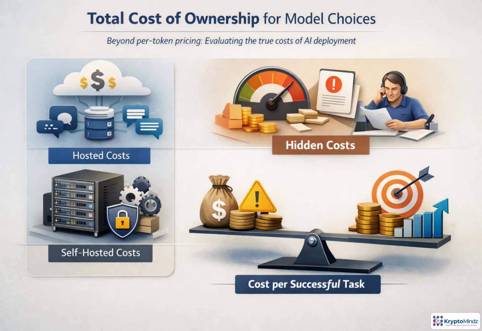Model choice should never be based on token price alone. Hosted APIs may look simple, but the bill can include inputs, outputs, embeddings, tool calls, retries, batch processing, and provider fees. Self-hosting may look cheaper at scale, but only if you count GPUs, utilization, auto-scaling waste, engineering time, monitoring, security, and maintenance. The hidden cost is failed task overhead. Low-quality outputs create retries, escalations, manual review, customer frustration, and compliance exposure. A better metric is cost per successful task, what you pay to reliably achieve the business outcome.